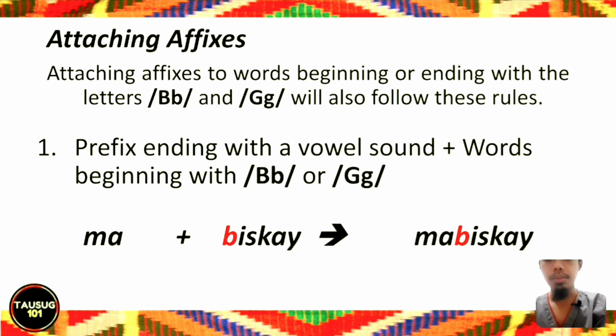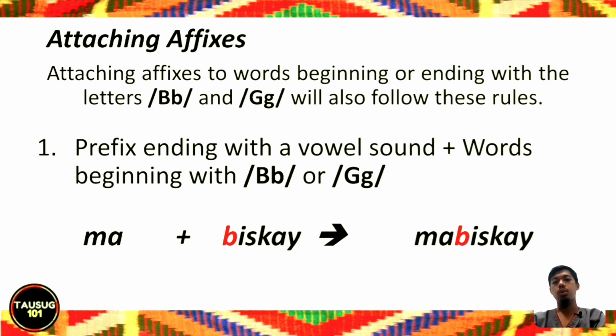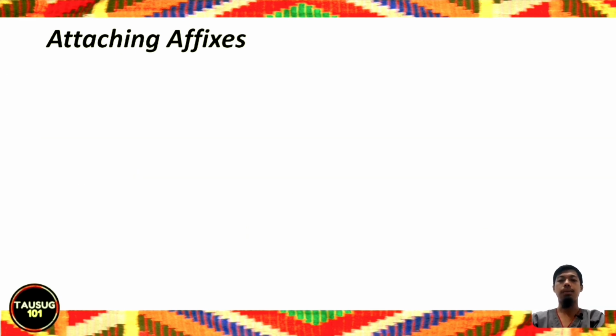We have Ma, a prefix. Then we connect it to the word Biskay. Biskay means fast. As you can hear here, Biskay uses the Bā Mahantap sound, Ba, Biskay, because the letter ba is at the beginning of the word. But when we attach the prefix ma, it becomes mabiskay, not mabiskay. Why? Because the ba sound now assumes the Bā Mahangin sound, since it is in between two vowel sounds. From Bā Mahantap to Bā Mahangin.